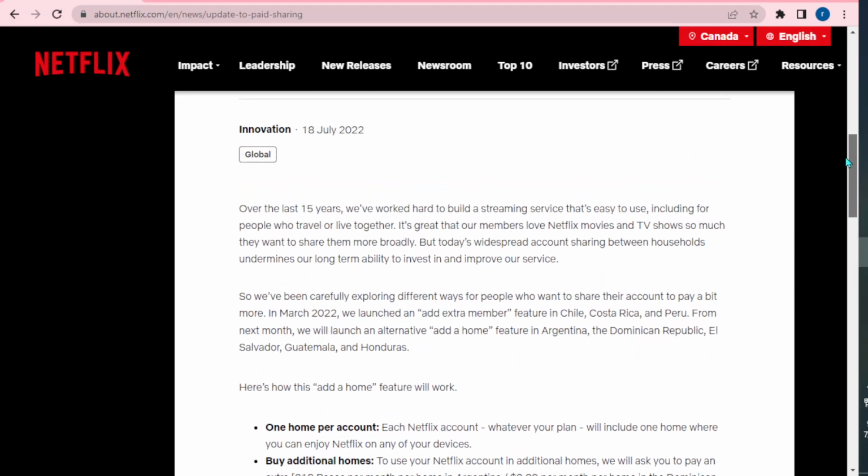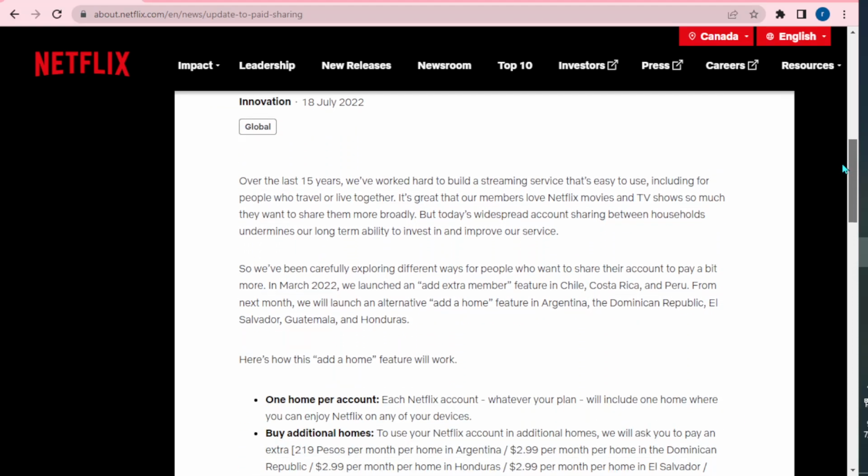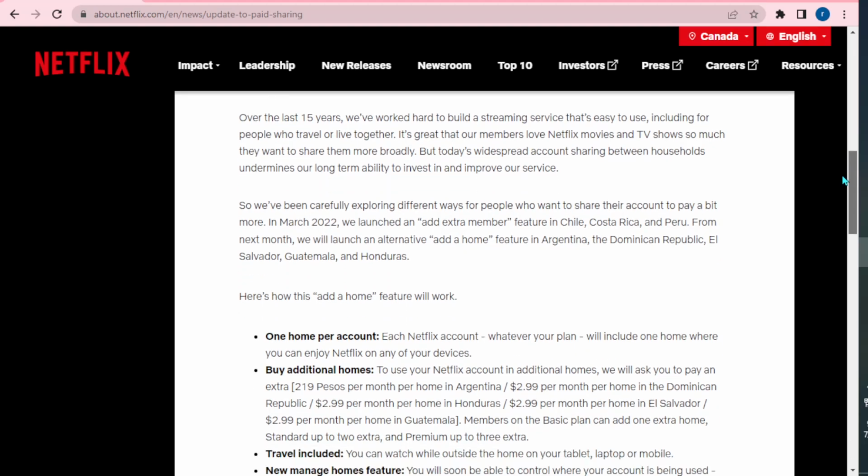So this is that page for that link they gave us. So we've been carefully exploring different ways for people who want to share their account to pay a bit more. So in March 2022, we launched an Add Extra Member feature in Chile, Costa Rica, and Peru. From next month, we will launch an alternative Add a Home feature in Argentina, the Dominican Republic, El Salvador, Guatemala, and Honduras.